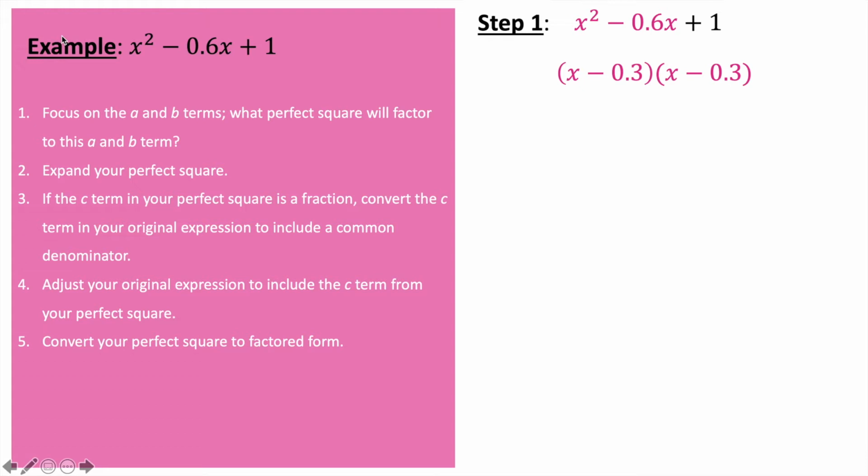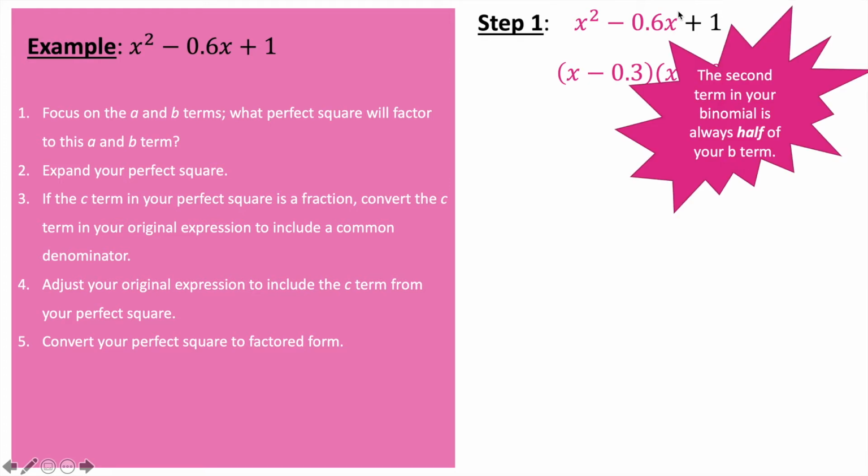Notice that because of how we factor our expressions, this h term will always be exactly half of our b term when we're looking for the perfect square, because we'll end up multiplying negative 0.3 times x and negative 0.3 times our other x, then adding them together to combine like terms. That means we can always figure out our h value here by simply splitting our b value in half.